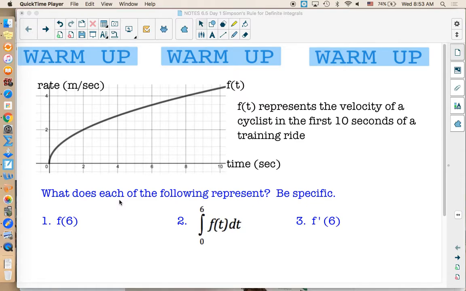This is the video for 6-5 day 1. Simpson's rule is going to be the title for this, but first work on your warm-ups. Answer each of the three below. They're not looking for a numerical answer, they're looking for what it represents in words, and then come back to the video.